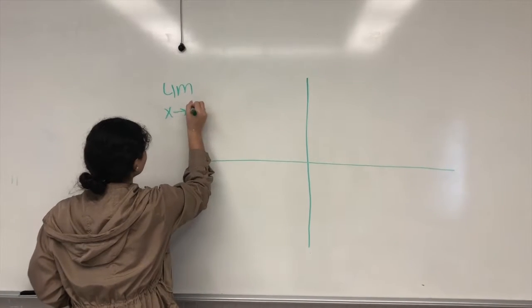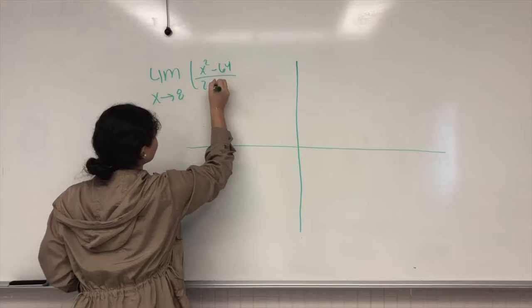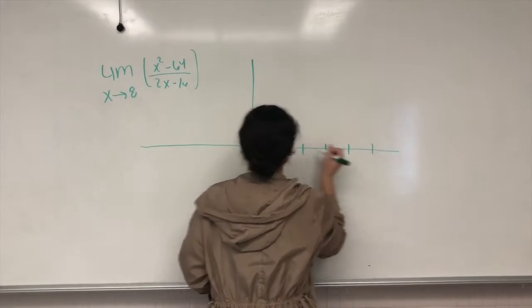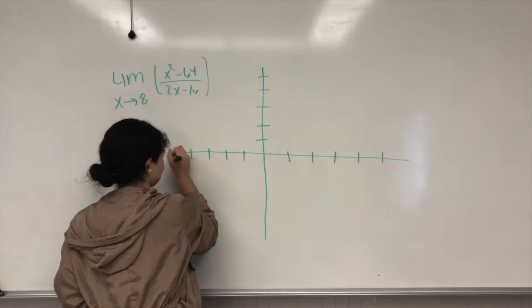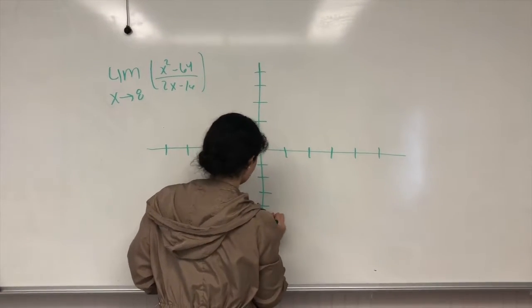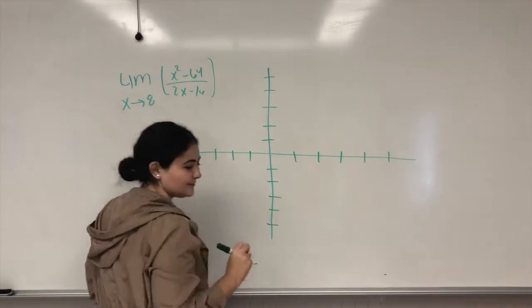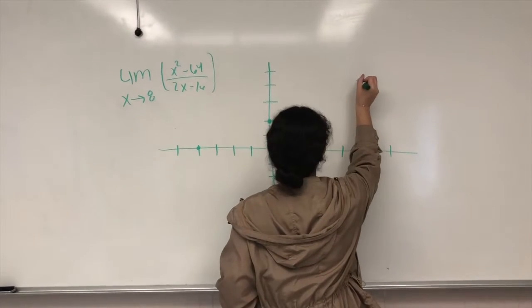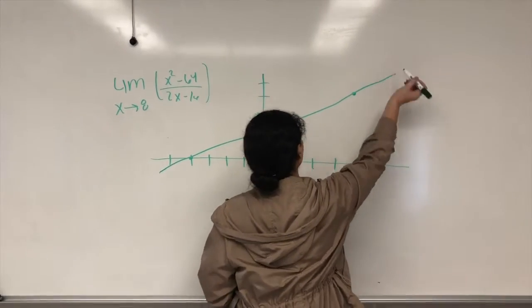When you plug the limit as x approaches 8 of (x squared minus 64) over (2x minus 16) into a graphing utility, you get a line. You can see that the points the line crosses are negative 8, 4, and 8.